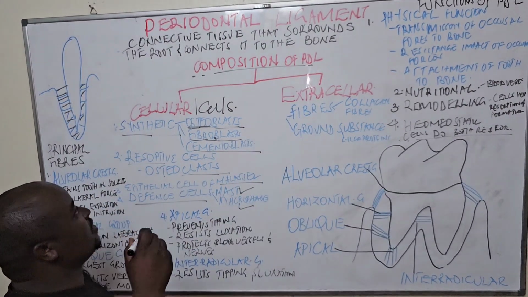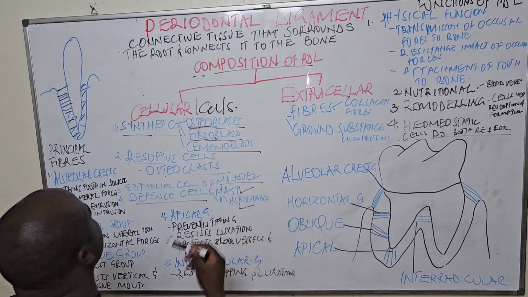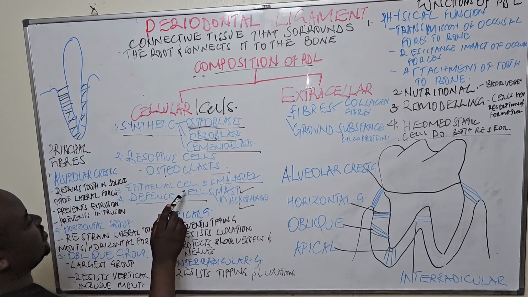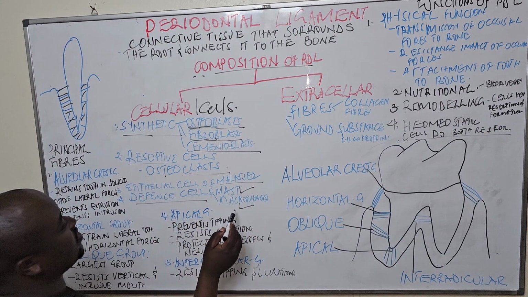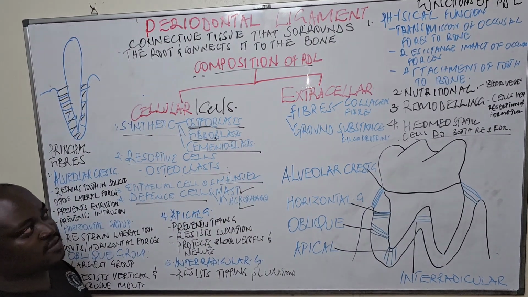Yes, a question can come: outline the cellular cells in the periodontal ligament. You shall memorize them. Synthetic cells, e.g. osteoblasts, fibroblasts, cementoblasts. Resorptive, e.g. epithelial cells of masses. Then defense cells, e.g. mast cells and macrophages.